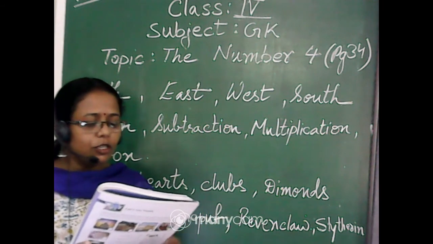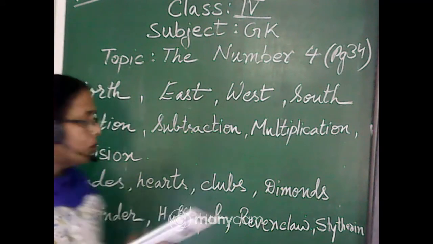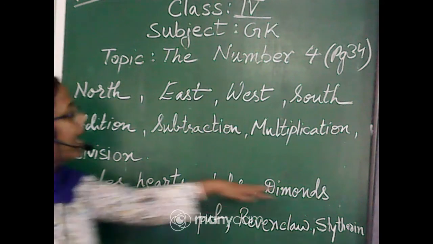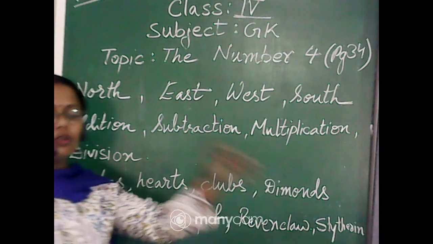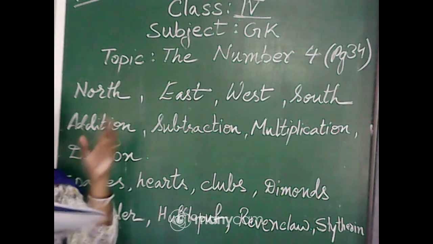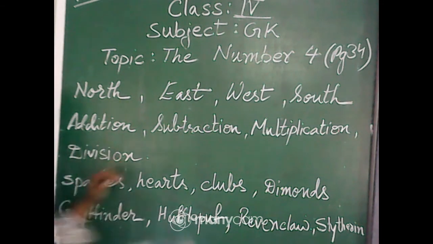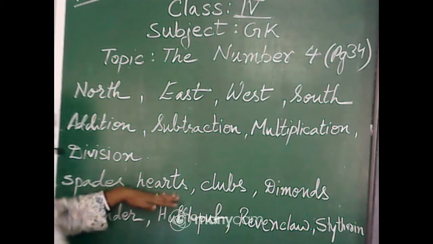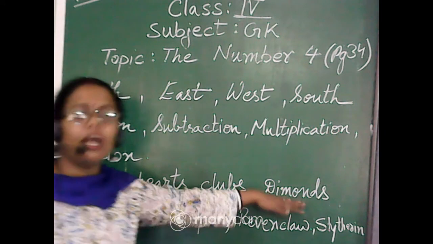Next comes suits in cards. Cards have 4 signs, that is spades, hearts, clubs and diamonds. Right? Those who have seen the cards will understand that these are the 4 symbols which cards have: spades, hearts, clubs and diamonds.